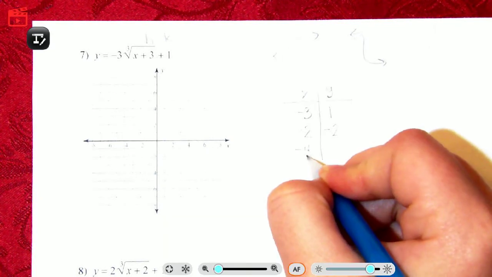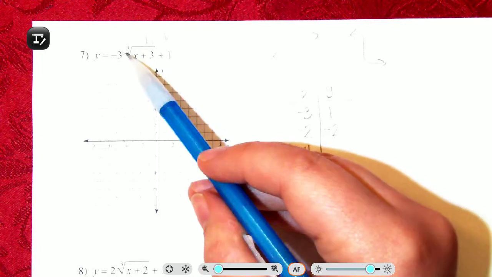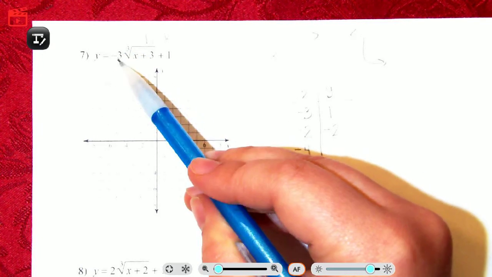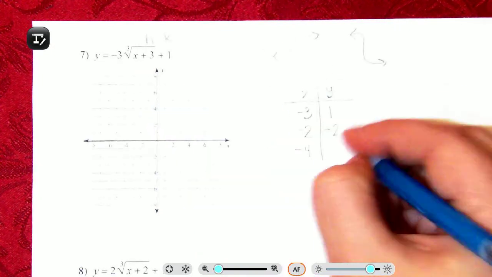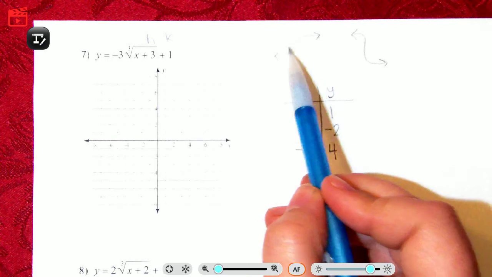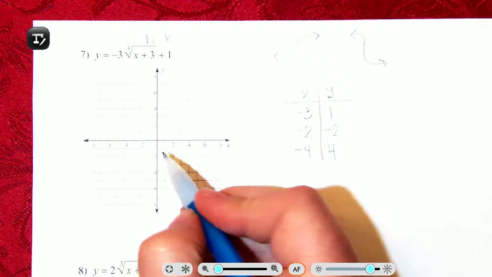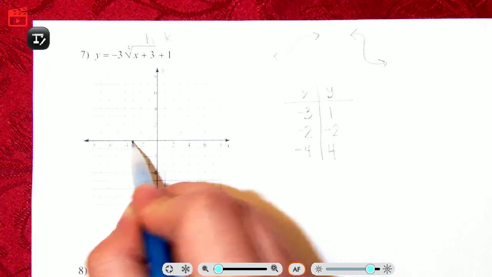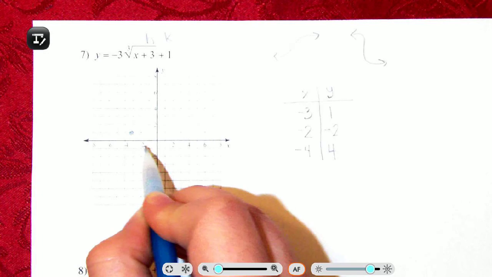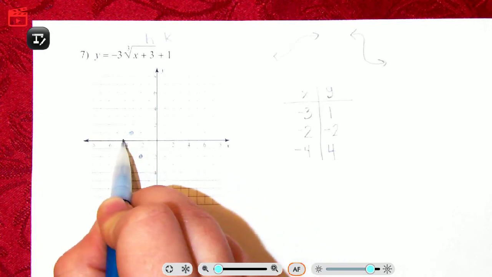Do the same thing with -4. -4 plus 3 is -1. -1 cube root is still -1. -1 times -3 is 3. 3 plus 1 is 4. And I always like to draw these kind of off to the side so I have an idea of what it's going to look like. So I have -3 and 1. I have -2 and -2. And I have -4 and 4.